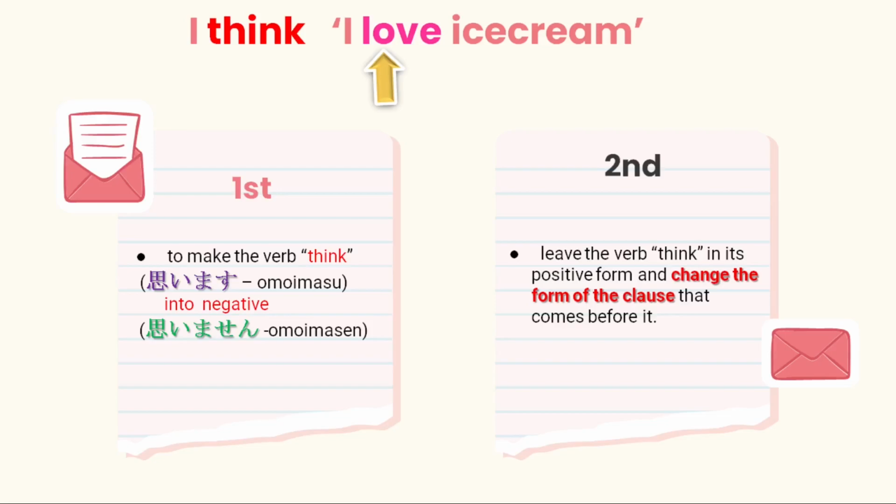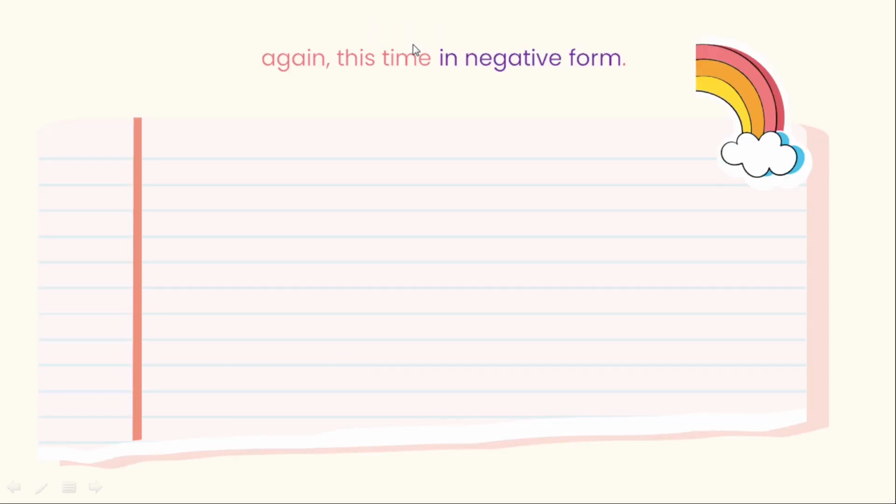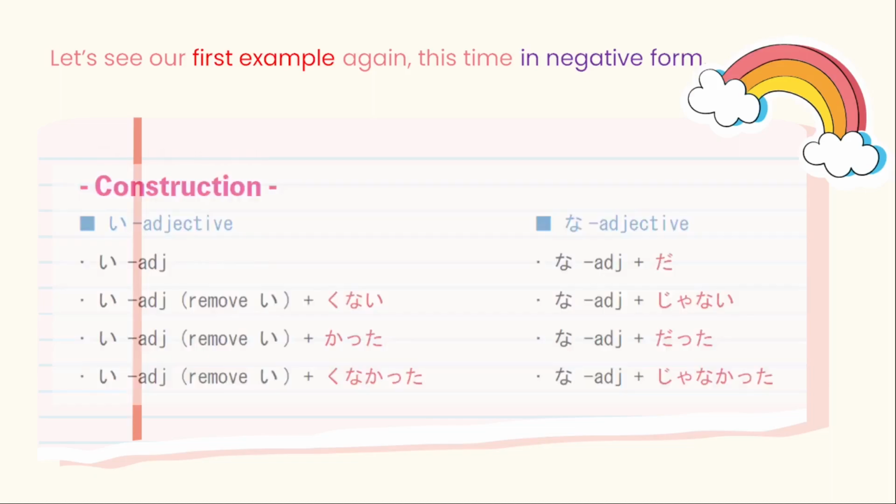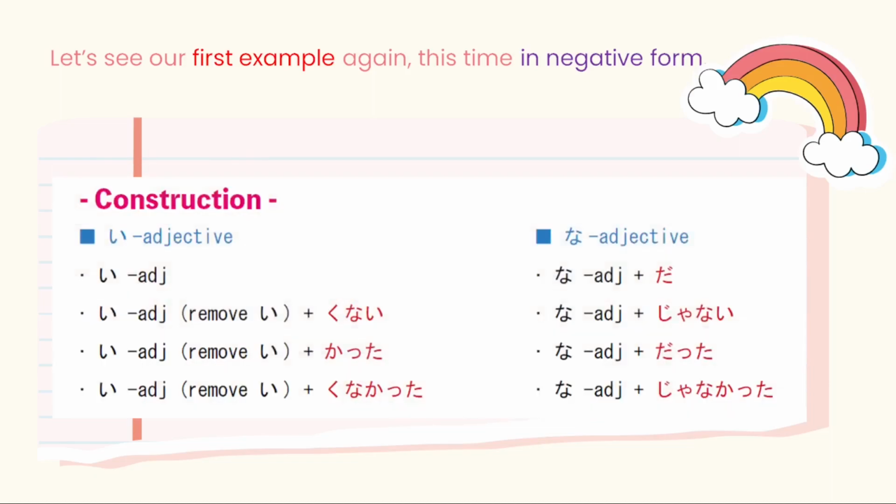So just leave the word omoimasu as it is and try to change the clause. Okay, now how to make negative? We know this. I've explained this in my previous videos, and also in the very beginning of this video, I show you the conjugation chart. How to make a verb or an adjective into its negative form. I hope you remember it. If you don't, have a look at this.